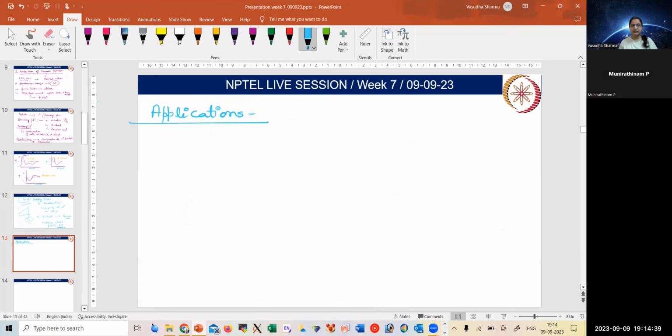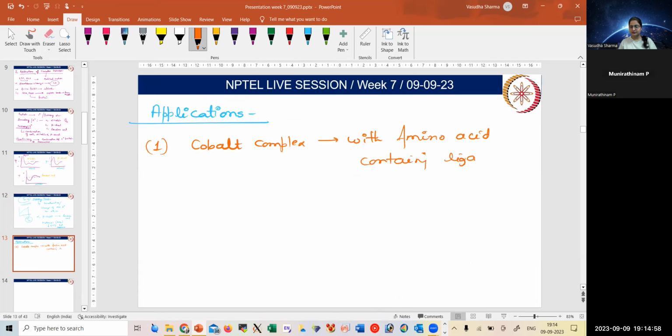So in applications, we are taking the first example. Say we have a complex, the cobalt complex, with certain amino acid containing ligands. So consider this cobalt, and here we have nitrogen bound. Here it is sulfur bound, say for example, the cysteine or something. Here nitrogen, here sulfur.